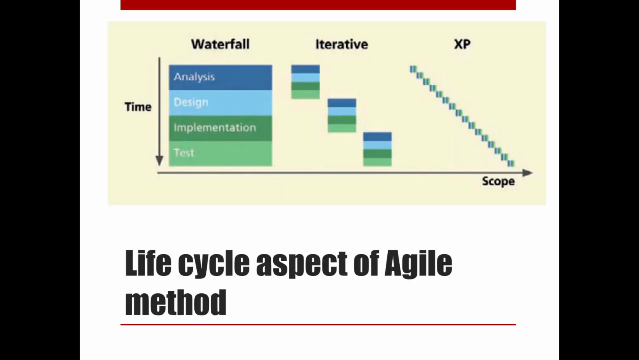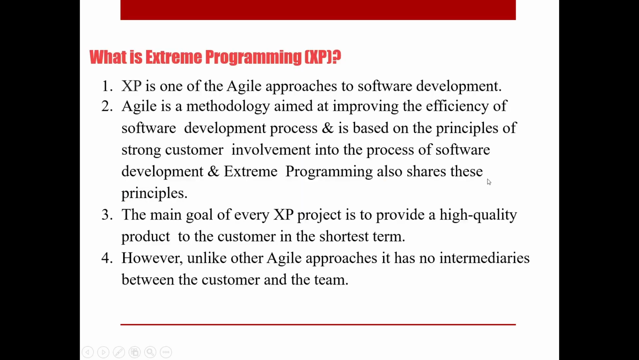Now let us understand the life cycle aspect of the agile method. Till now we have understood the incremental model, the iterative model, and the basic waterfall model. Now let us see a variation of these models with a concept called extreme programming. Extreme programming is an agile software development framework that aims to produce higher quality software and a higher quality of life for the development team. It is the most specific of the agile frameworks regarding appropriate engineering practices for software development.